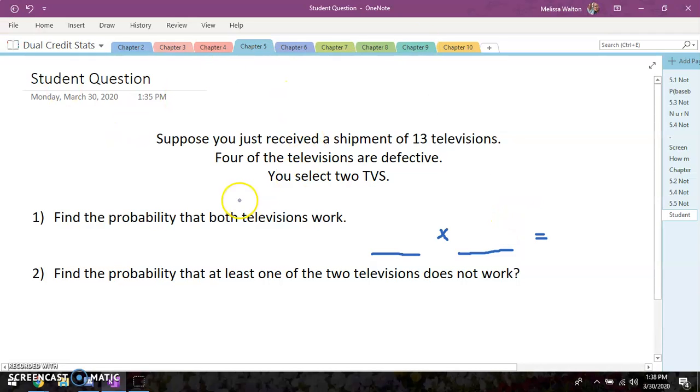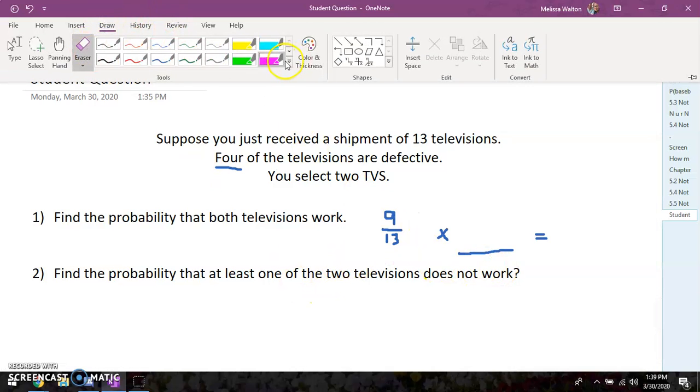All right, so first off, before we select any TVs, let's go ahead and talk about what we have here. Well, first off, I want 2 televisions that work. So my first probability is I've got 13 televisions total, and out of the 13, if 4 of them are defective, that means that I have 9 TVs that work. So that is my first probability there, a 9 out of 13 chance to get a TV that works.